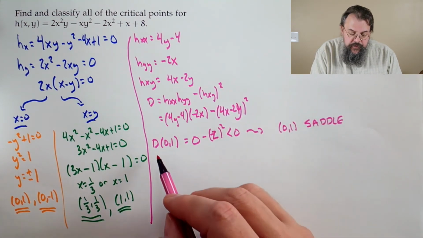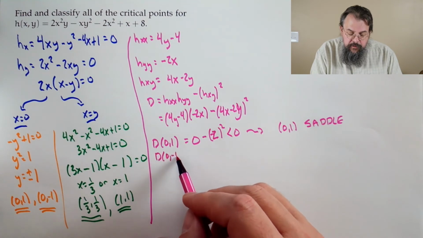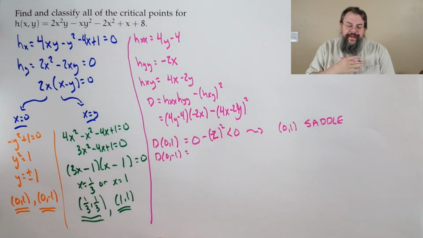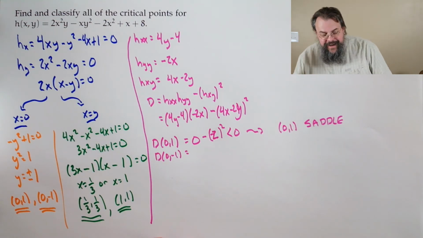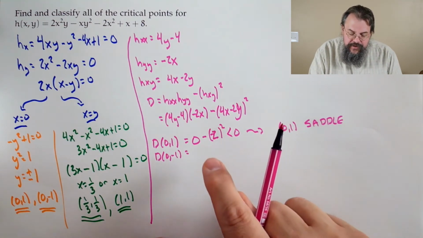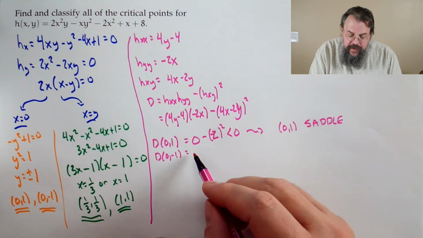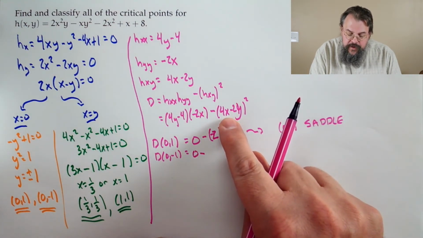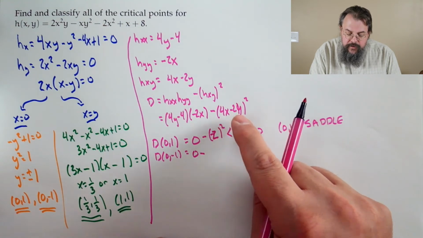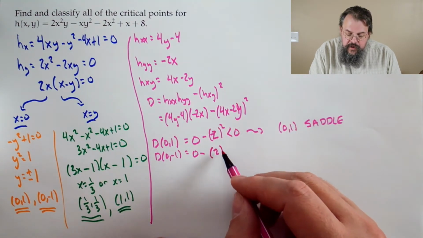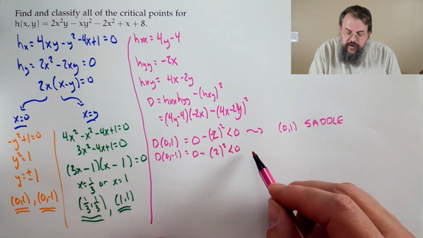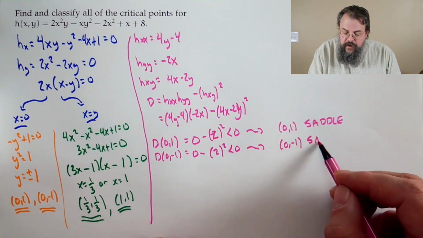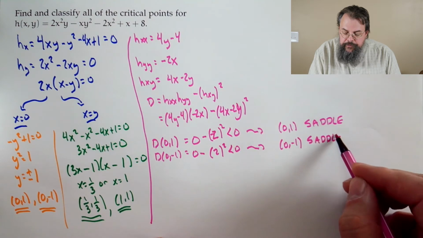All right. What if you plug in 0, minus 1? Well, look, 0 again. That knocks that term out. Gone. Never had a chance. Okay, subtract. Now you're going to get 4 times 0 is 0. Minus 2 times minus 1 is a positive 2 squared. Still less than 0. And so 0, minus 1 is also a saddle.